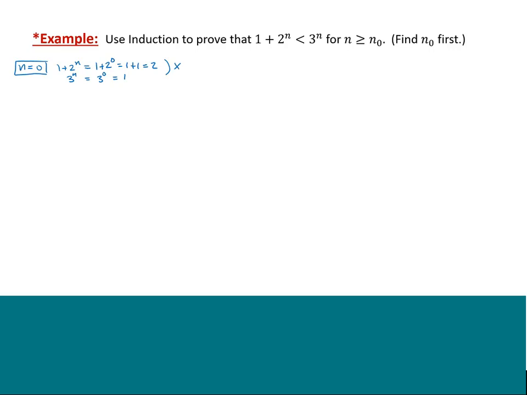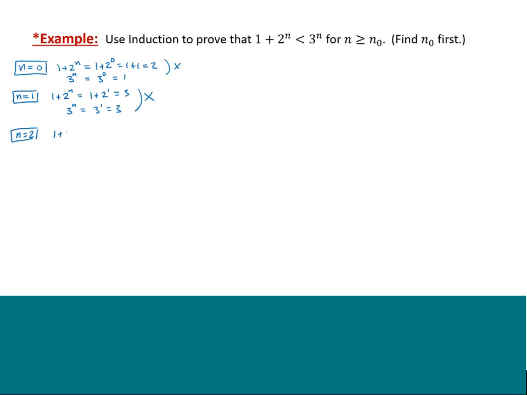Now, if we looked at n equals 1, does the inequality work for n equals 1? What did you guys get? So assuming I didn't make any calculation errors there, I got 3 on both sides of the inequality. So what does that tell us? Does it work for n equals 1? Yeah, no, because the inequality doesn't include an equal symbol. So that also doesn't work. So here's hoping n equals 2 works.